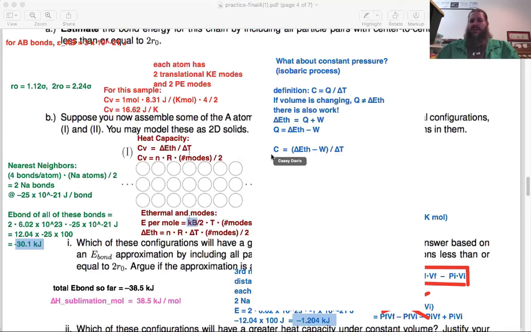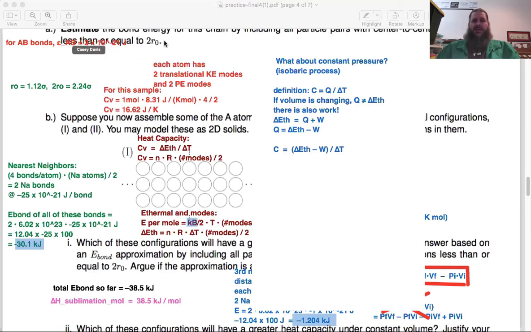So heat capacity in general is not going to be delta E thermal over delta temperature. It's delta E thermal minus work. That is however much is heat left over divided by delta temperature. It just so happens that in a constant volume process, there's no work at all. So we just get delta E thermal over delta temperature anyway. The amount of work can be kind of flexible depending on what kind of process it is. But if we're specifically assuming constant pressure, that becomes a lot more predictable.